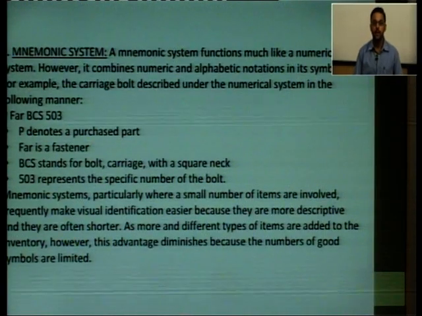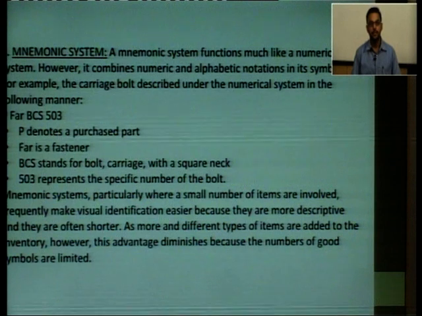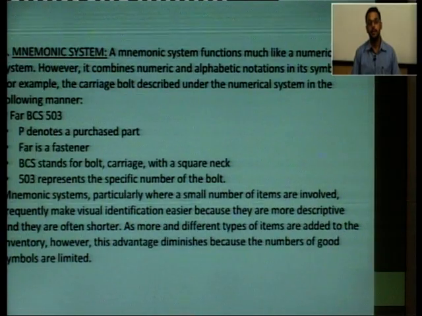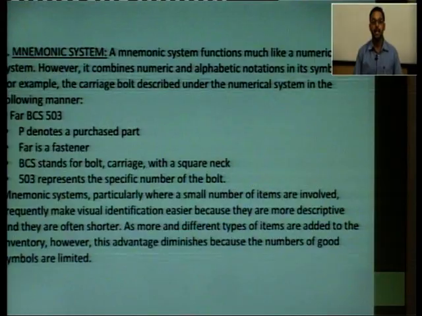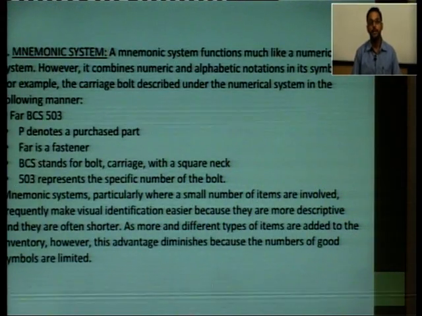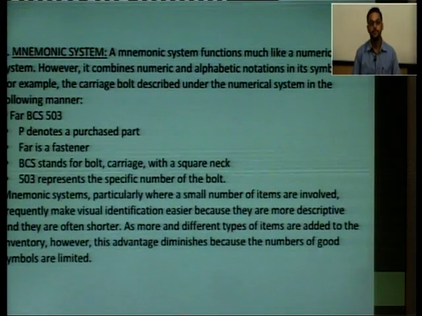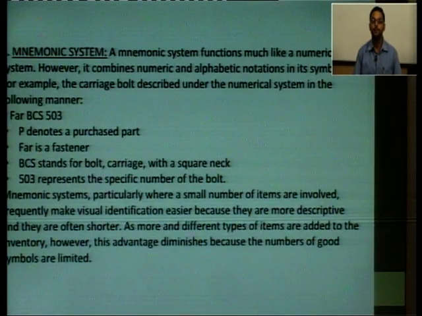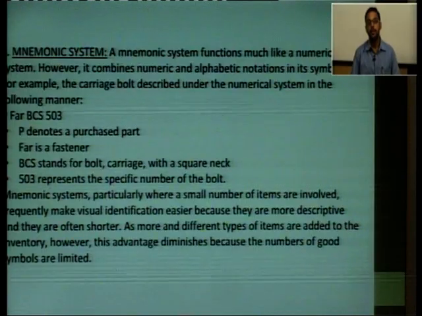I hope you are getting my point. It is a fastener, so it is given by FAR. Suppose it is an assembly unit, then it may be noted as ASS. BCS stands for bolt carriage with square neck. B for bolt, C for carriage and S for square neck, and 503 represents the specific number of the bolt as per its place to be implanted.